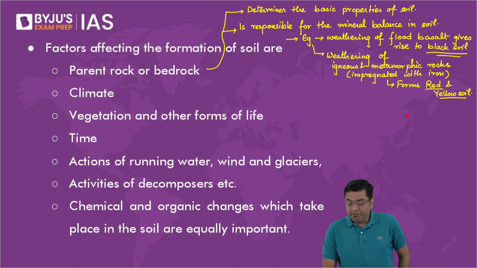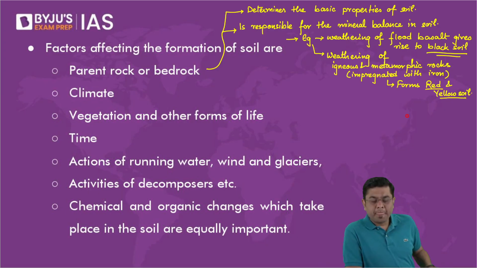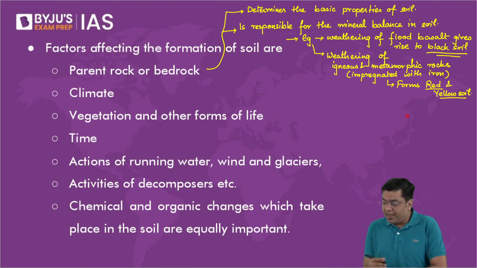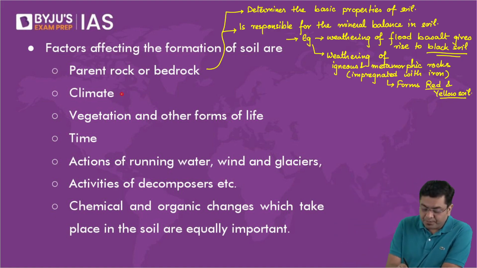Then, when we talk about the climate, climate is also responsible for influencing the formation of the soil. When you have a rapidly changing climate, let's suppose a tropical climate, in the tropics you have in certain areas rainfall as well. Now the temperature goes to the extremities, so there the degradation happens very quickly.